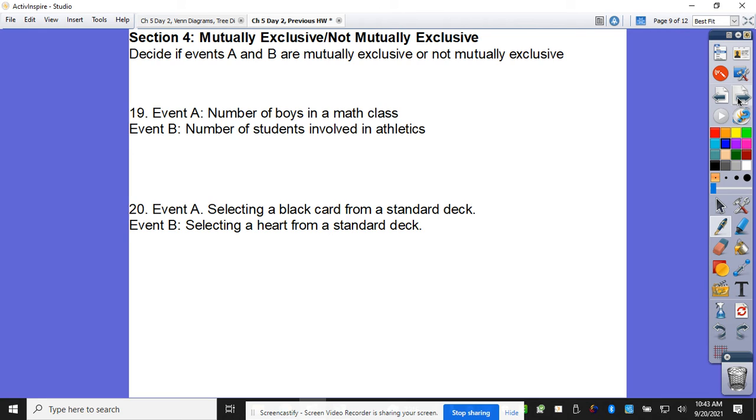Number 20, selecting a black card from a standard deck and selecting a heart from a standard deck. Those are mutually exclusive because a heart is what color? Red. So you can't be both a black card and a red card, or a black card and a heart, at the same time, so they are mutually exclusive.